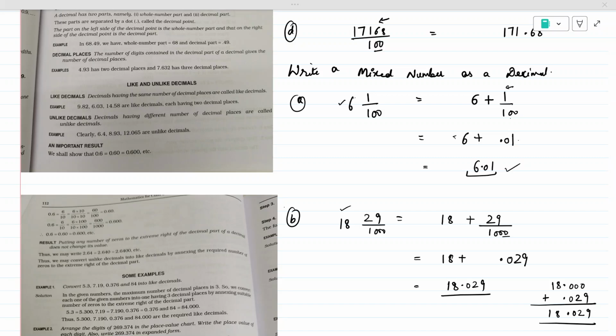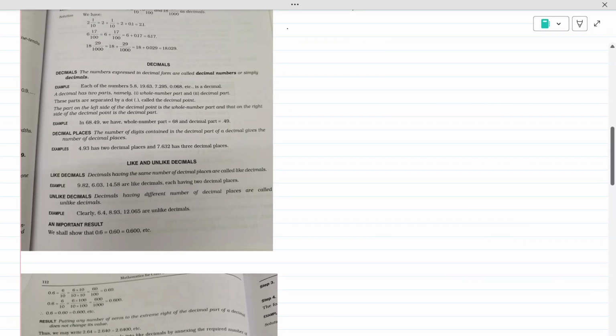Okay, now kids, next what we have here is like and unlike fractions, like and unlike decimals. So kids, like how we have done the like and unlike fractions, we also have a concept of like and unlike decimals, and this is very easy. So I'm writing here, like decimals. These are the decimals which have the same number of decimal places.